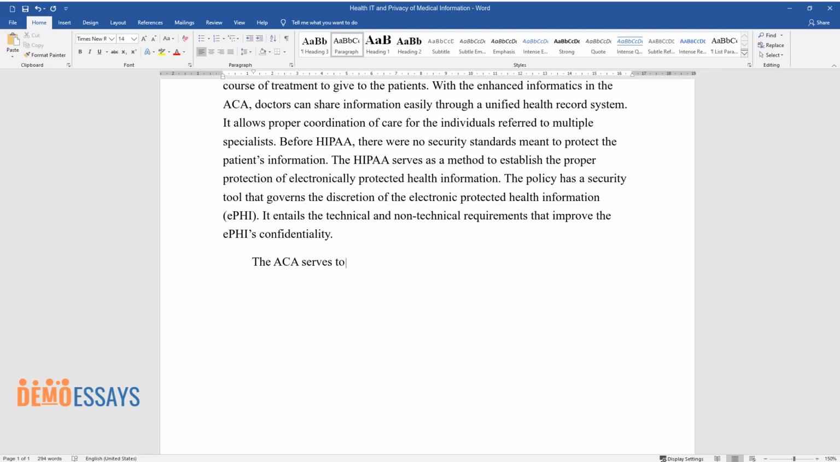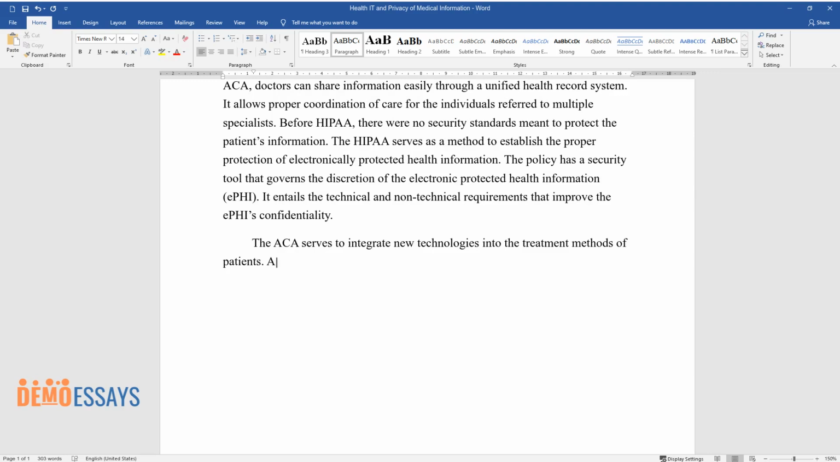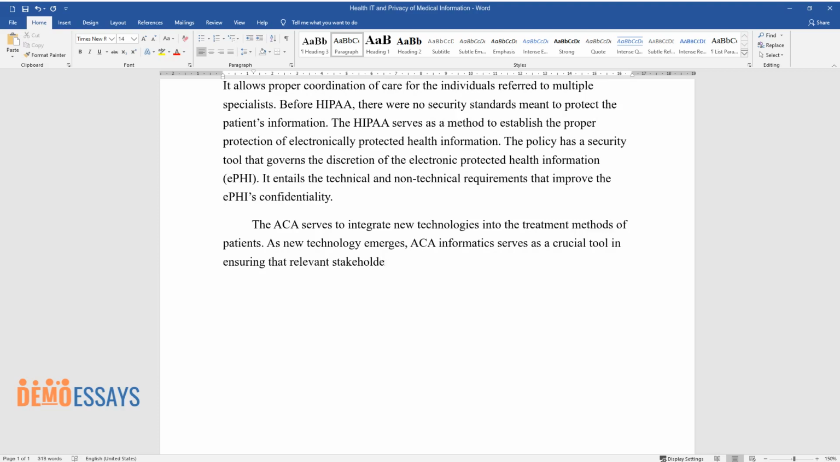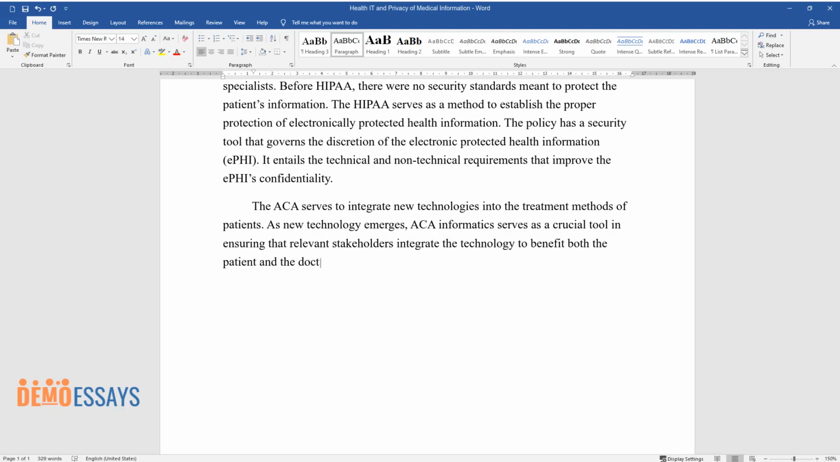The ACA serves to integrate new technologies into the treatment methods of patients. As new technology emerges, ACA Informatics serves as a crucial tool in ensuring that relevant stakeholders integrate the technology to benefit both the patient and the doctor.